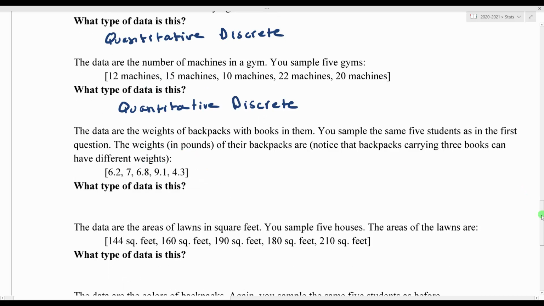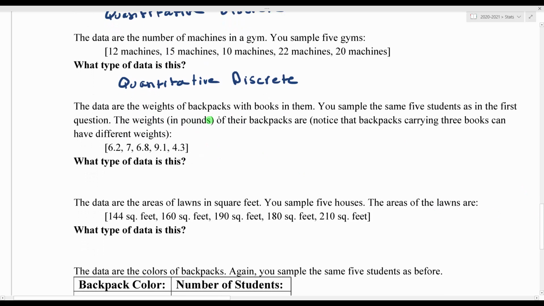All right, so let's try this next one, right? So we got the data are the weights of backpacks with books in them. You sample the same 5 students as in the first question, right? So that other question that we were looking at with the backpacks, it's the same 5 students, but after we got done counting their books, we also got a scale out and measured the weight of their backpacks, right? And notice that the backpacks carrying 3 books can have different weights, right? So it's because they have different books in the backpacks, right? So there were 2 students that had 3 books and they have different weights.